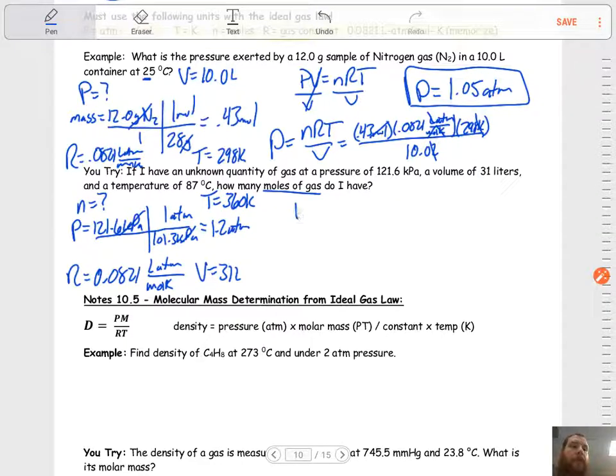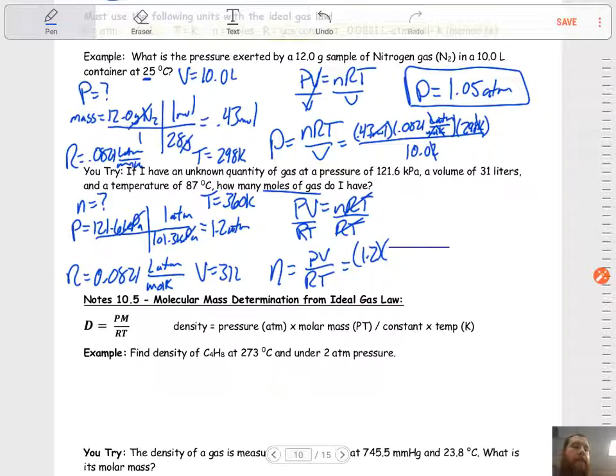So our formula is PV equals nRT. We need to get n by itself, so we divide by R and T on both sides. Those are gone there. n equals PV over RT. Now it's just plug and chug. 1.2 atmospheres times 31 liters, divided by 0.0821 multiplied by my temperature, which is 360. When I do all that math, you should end up with 1.26 moles for your answer.